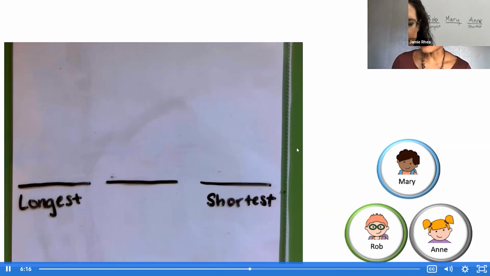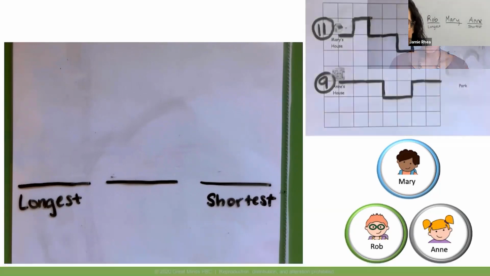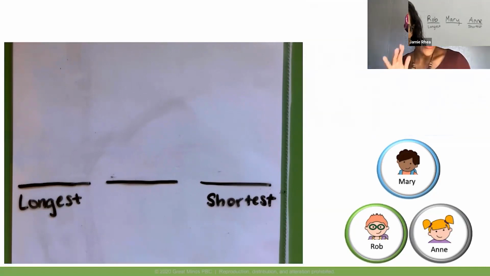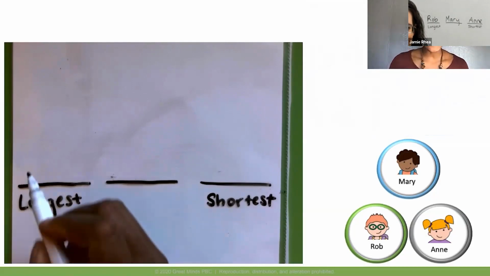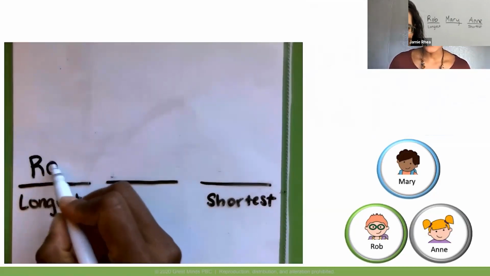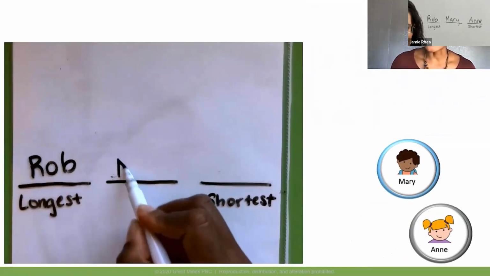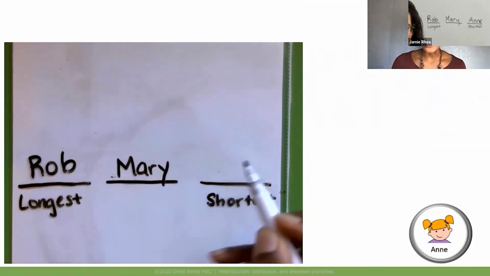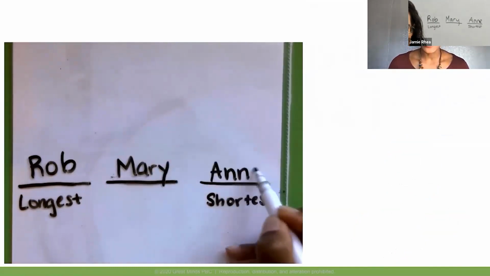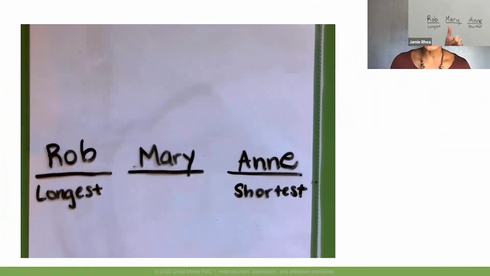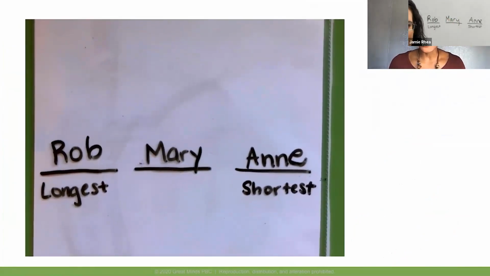We're here ready for you when you get back. We're ready. Welcome back. Did you order the paths like this? Rob is the longest, then Mary, and Anne had the shortest path. Check your work now. If you need to correct it, go ahead and do that. Mistakes are our best friend.